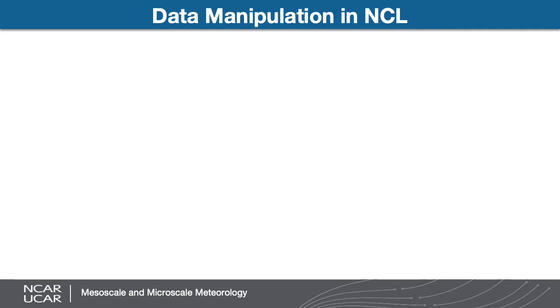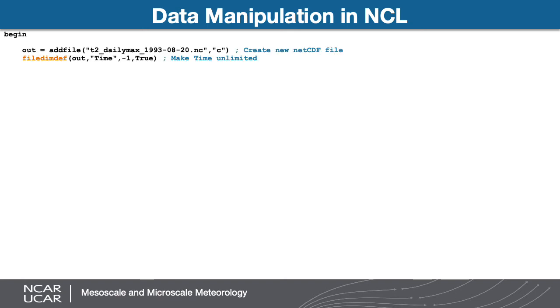Okay, next I'm going to show you some pretty basic data manipulation in NCL that you can do with your WRF-out files. So to start out with, we're going to create our new file. We're just going to name it out. We're going to use addfile again. And as you can see, we're going to use the "c" in parentheses there, which creates our new netCDF file. And we're going to name it T2_dailymax with the date. So what we're doing with this new file is we're going to create some maximums and write it to the file that just has one time.